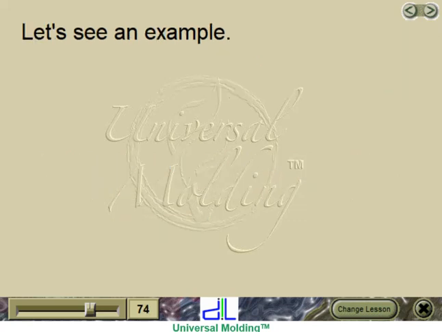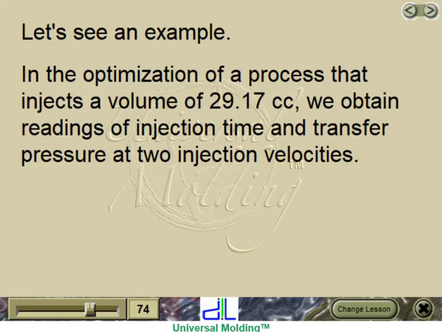Let's see an example. In the optimization of a process that injects a volume of 29.17 cubic centimeters, we obtained readings of injection time and transfer pressure at 2 injection velocities.